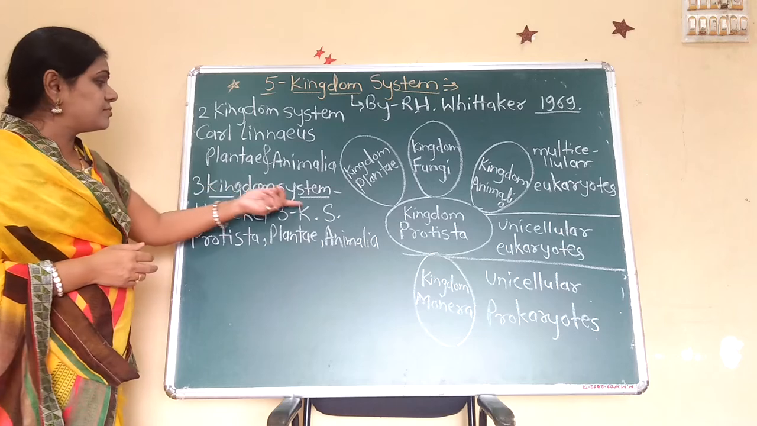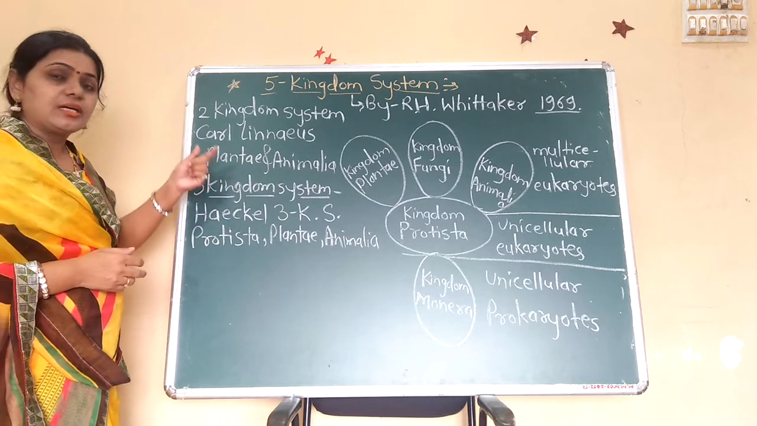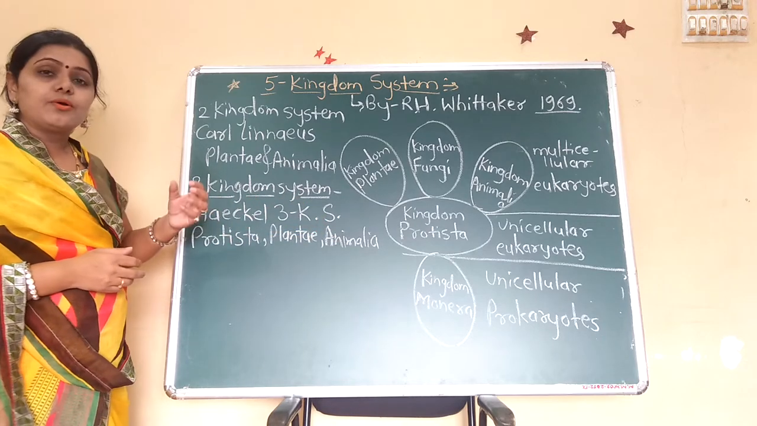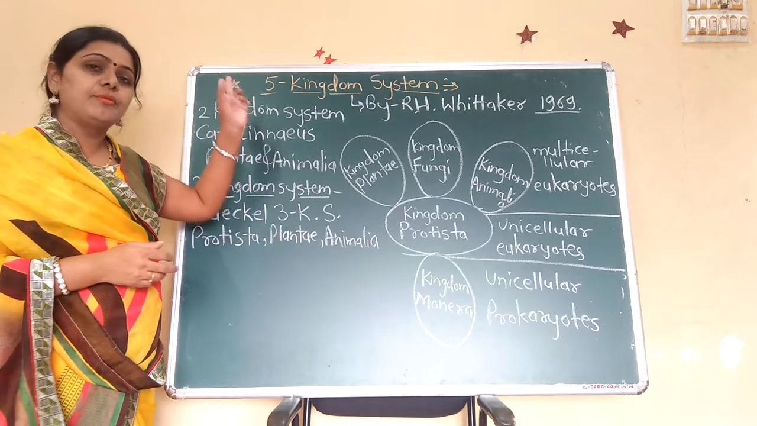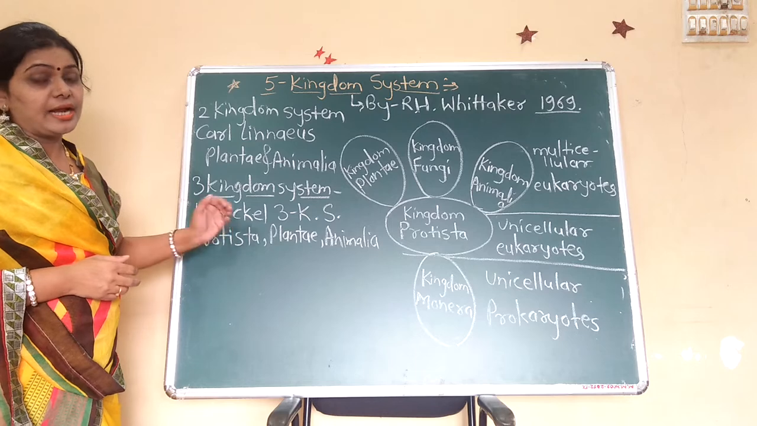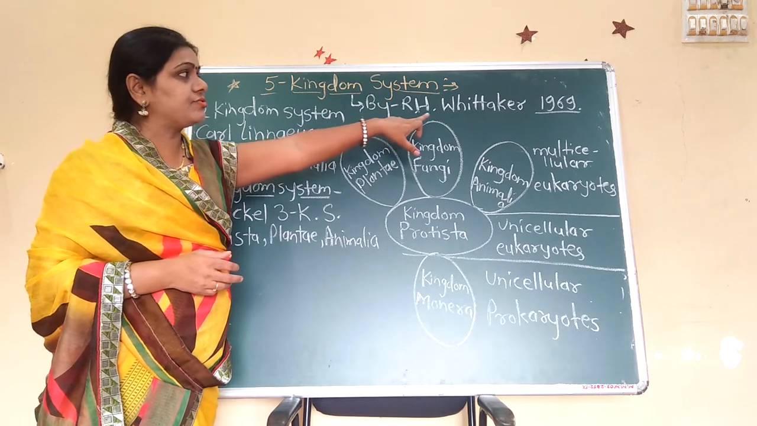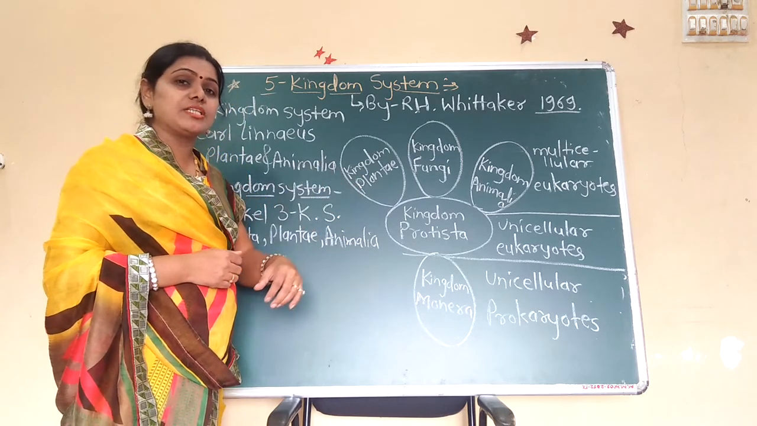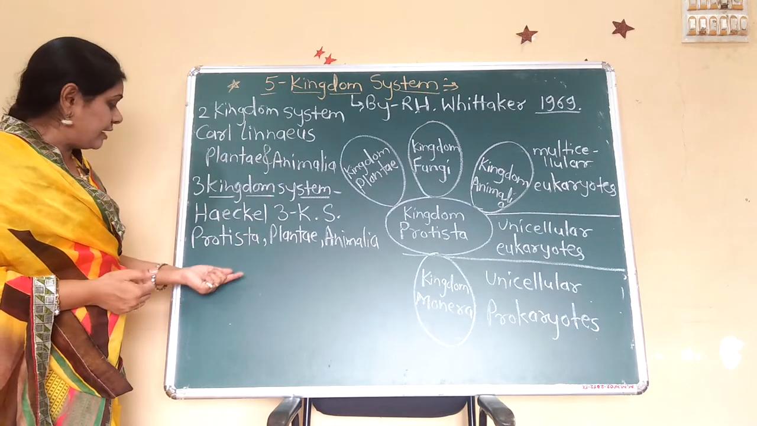Then the three kingdom system was discovered by Haeckel. After the two kingdom system, in the three kingdom system Haeckel added one kingdom to the previous Plantae and Animalia, and that is Protista. But this system also had flaws, and after that the five kingdom system was discovered by R.H. Whittaker in 1969. We know the previous kingdoms Plantae, Animalia, and the third, Protista.